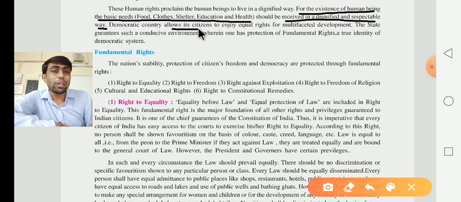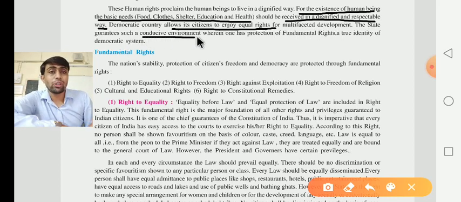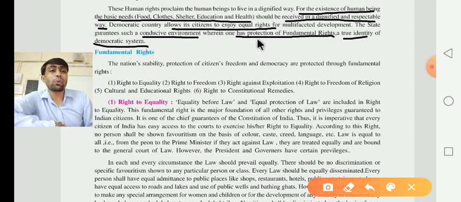A democratic country allows its citizens to enjoy equal rights, and that's why in any democratic nation, the state allows its citizens to enjoy their equal rights for multifaceted development, and thus the state guarantees such a conducive environment. Conducive means anukul environment, wherein one has the protection of fundamental rights, the true identity of a democratic system, where the protection of fundamental rights is there as well as the true identity of the democratic system.